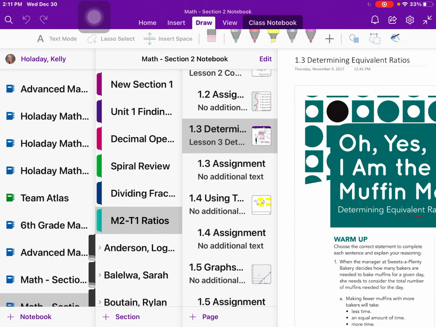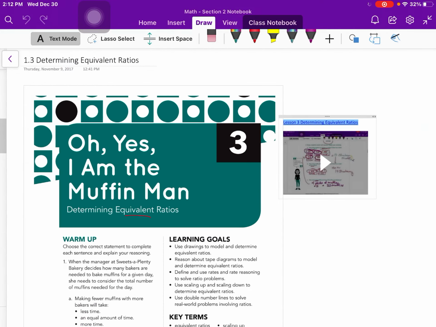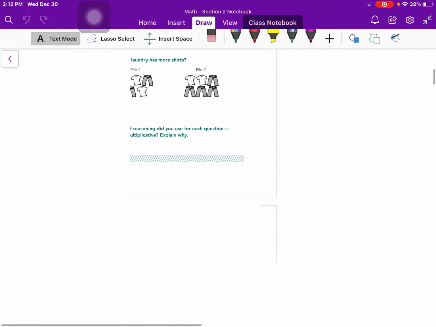Welcome back to part 2 of lesson 3. It's a long one and lots of cool strategies. So we're going to pick up where we left off. We should be under the tab M2-T1 ratios, 1.3, the Muffin Man 1, if you remember that one. And I got to get my pen on so that we can get it to work.